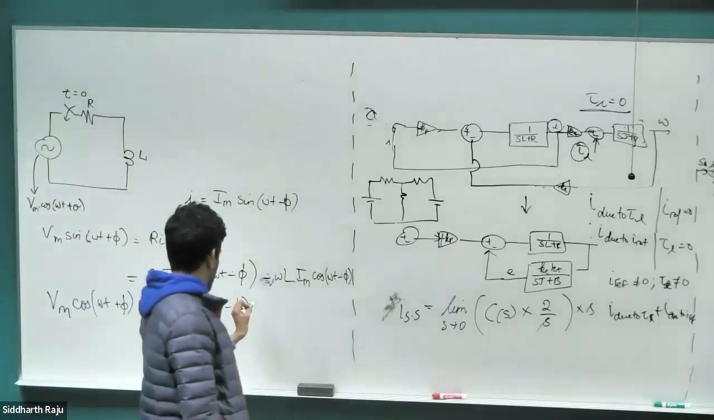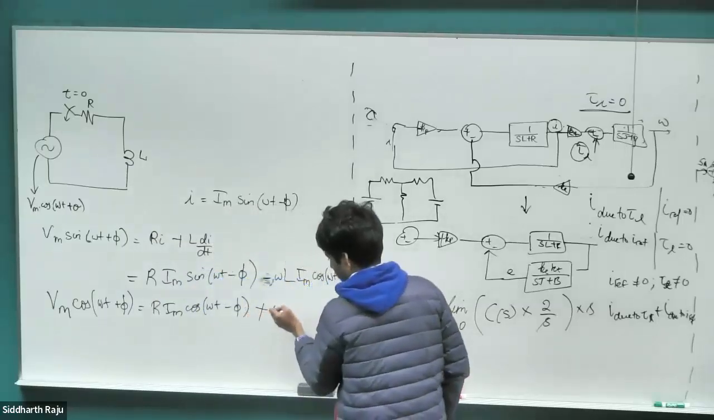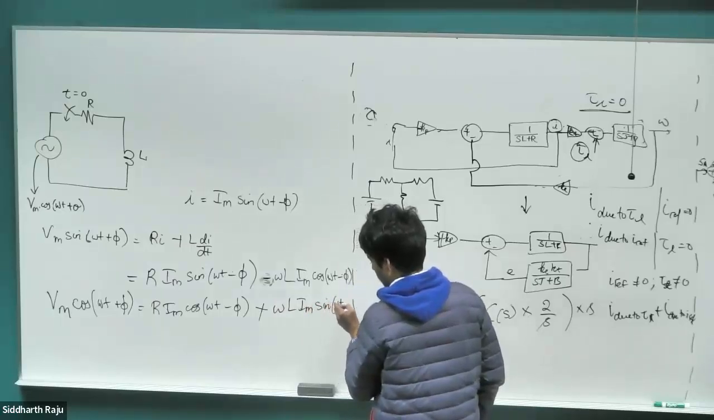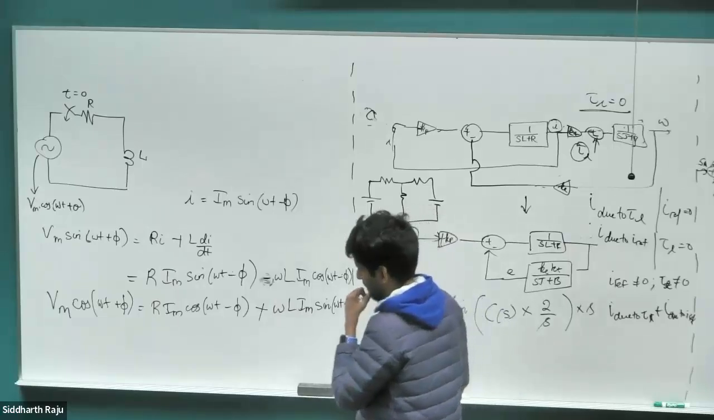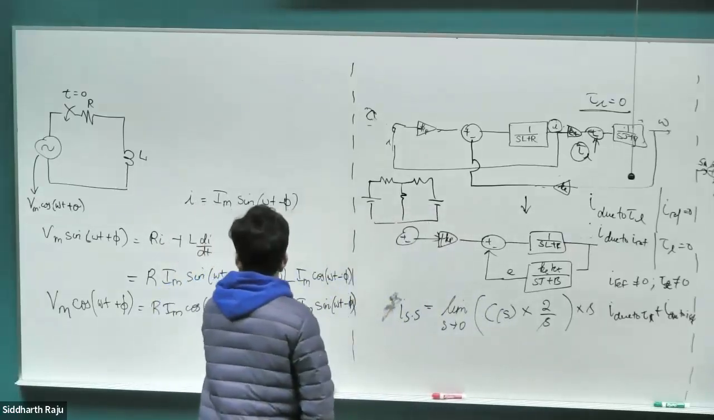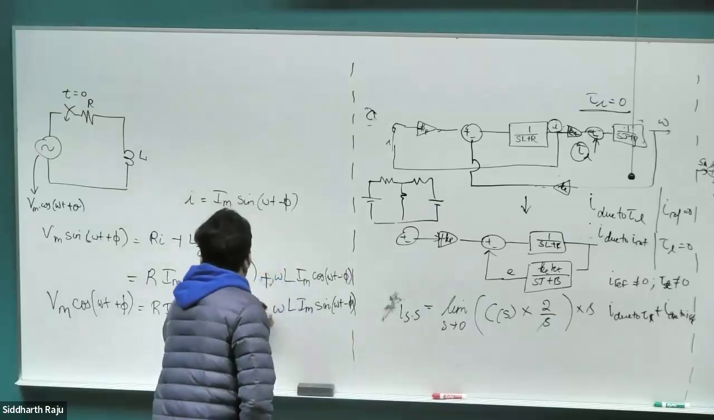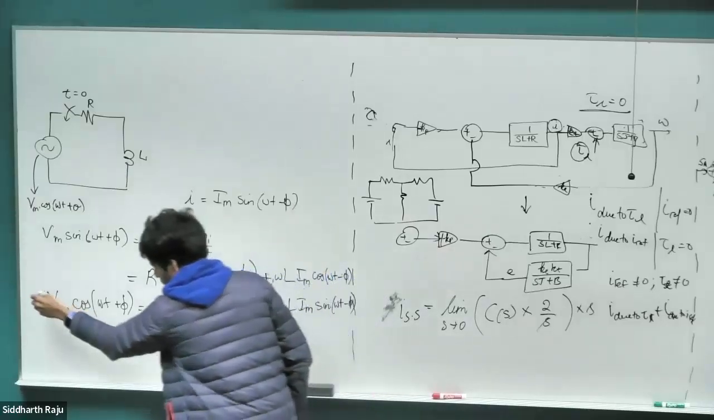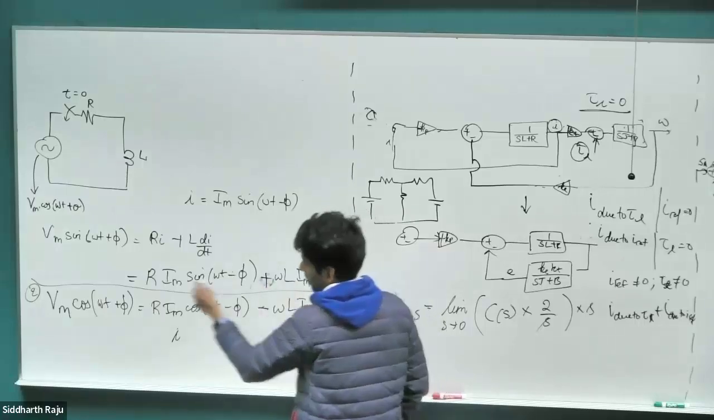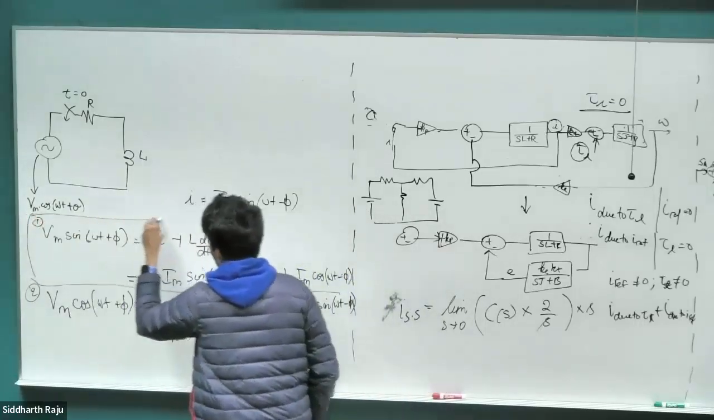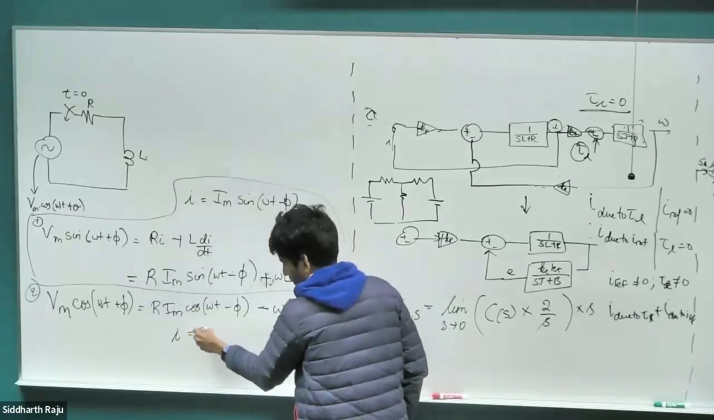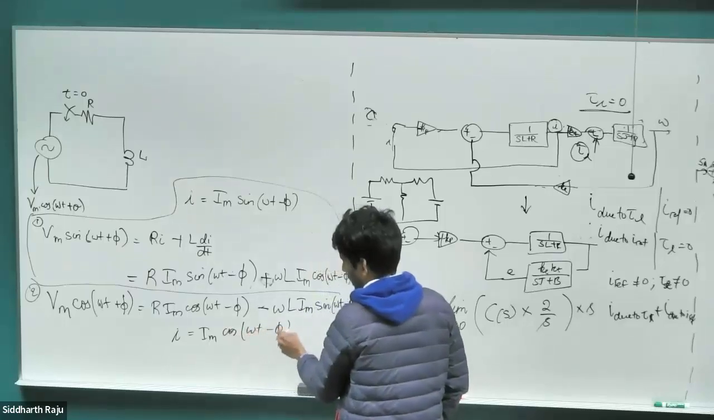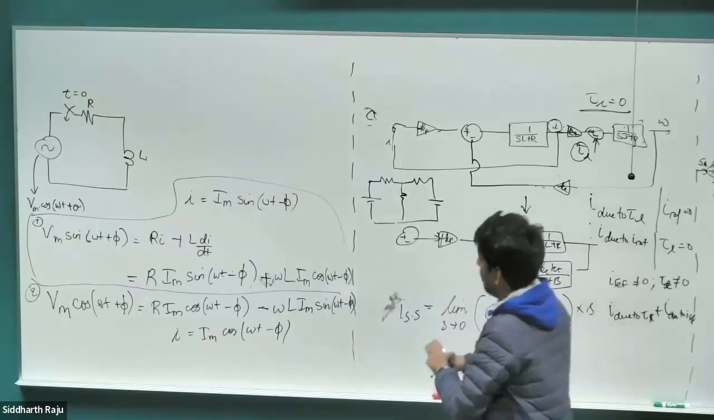And then this term would end up being plus omega L Im sine omega t minus phi. Is it the other way around? Sorry. When I differentiate the sine, that will be positive. When I differentiate the cos, that will be negative. So in case 2, and this was case 1, I assume the current to be Im cos of omega t minus phi, right?